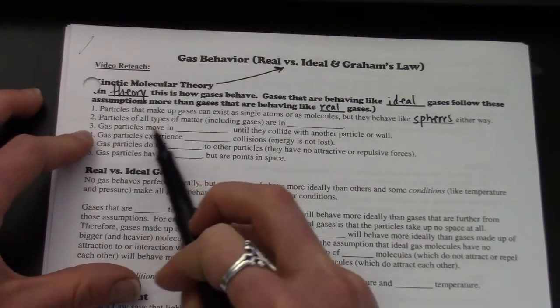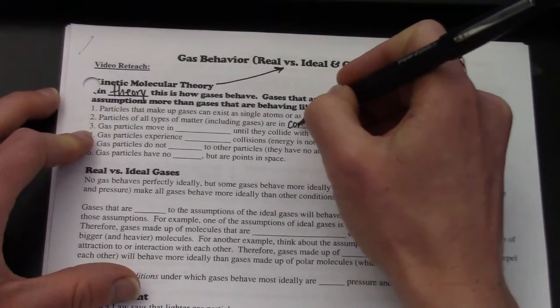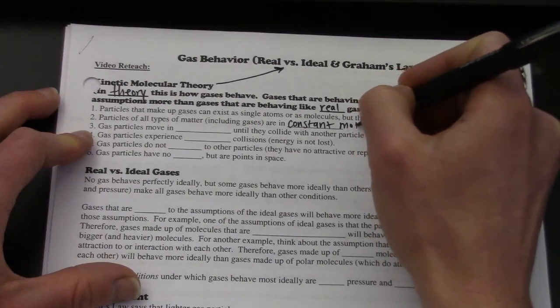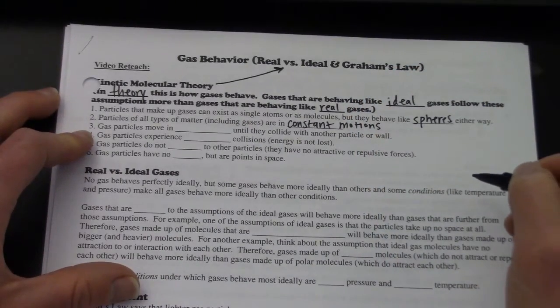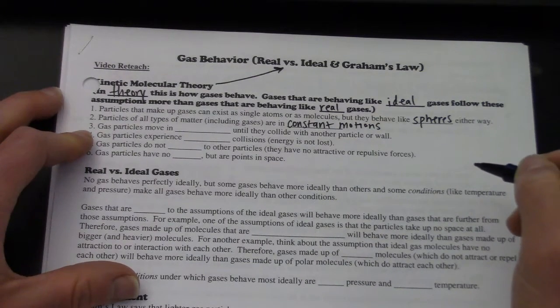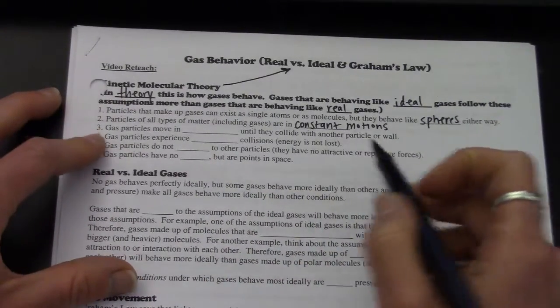Number two, particles of all types of matter, including gases, are in constant motion. Even particles in solids are still in constant motion. Motion doesn't stop until we get to the theoretical temperature of absolute zero, which we've never been able to do. So all types of particles are in constant motion.